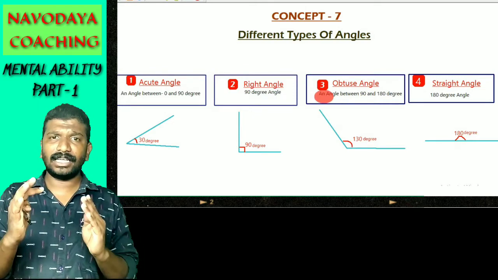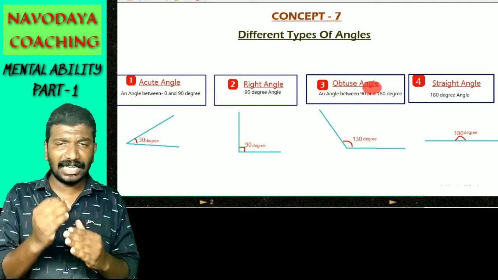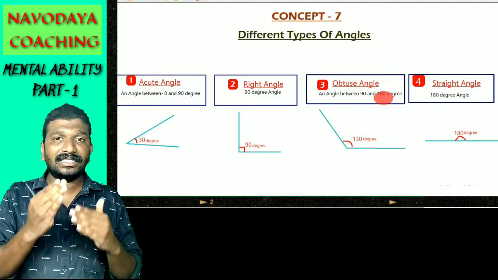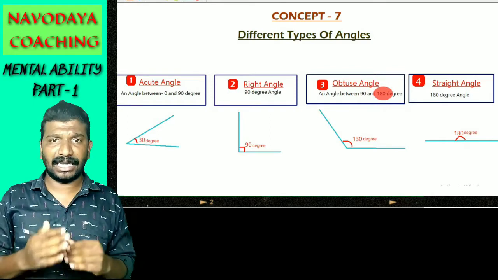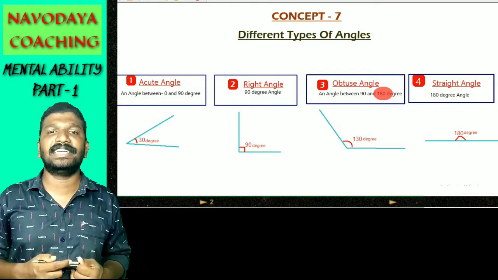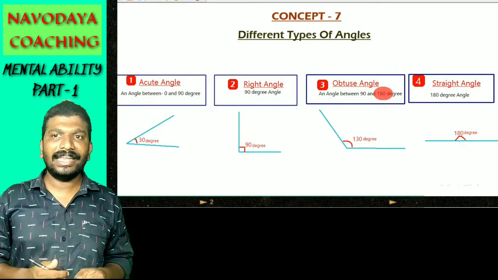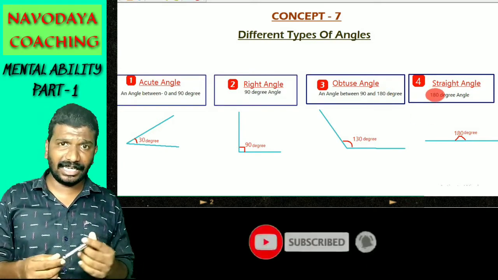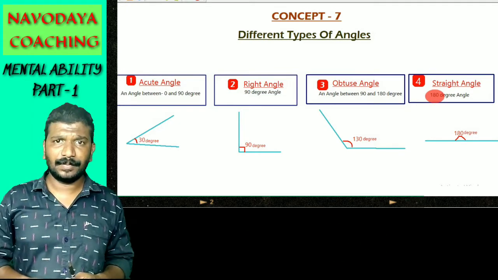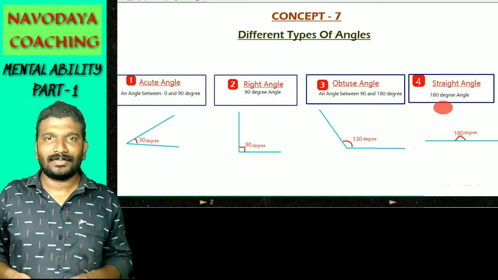And next one, third one, the obtuse angle. The obtuse angle is an angle between 90 and 180 degree. That is obtuse angle. Next one, straight angle. A straight angle is nothing but it's like a straight line. That is a 180 degree angle.